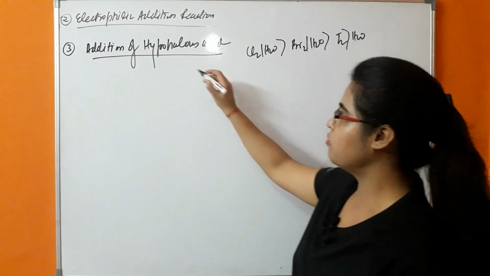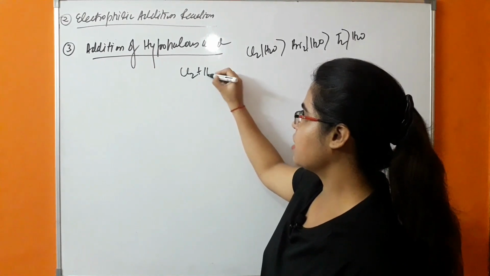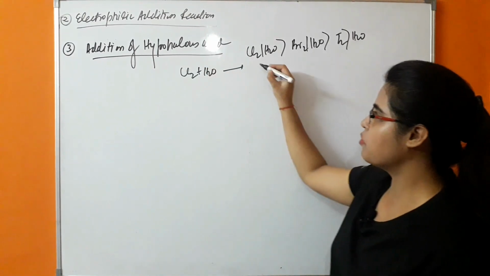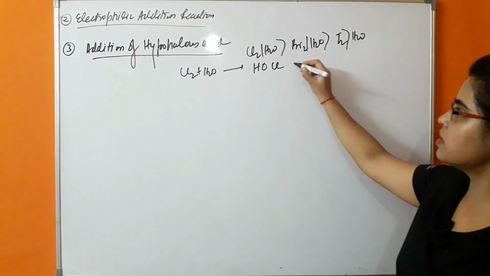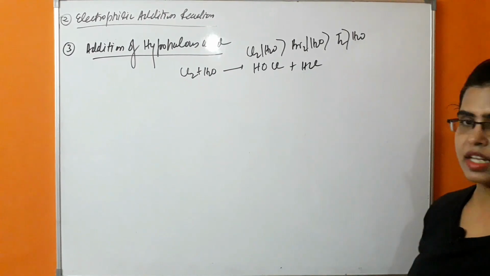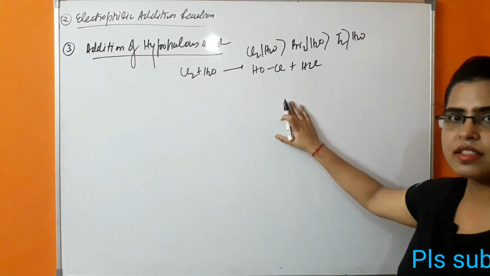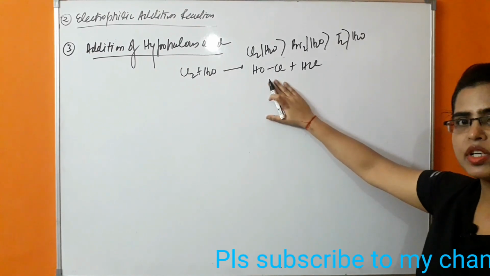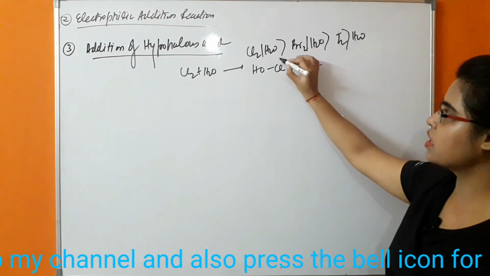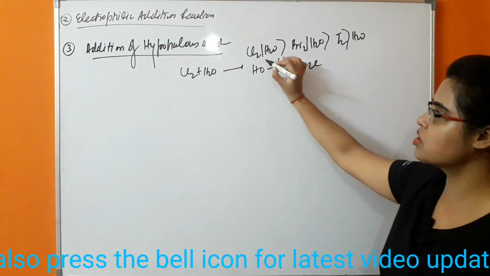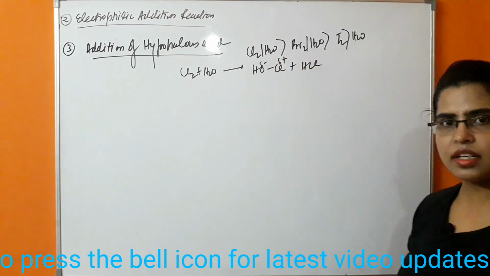So what is happening when chlorine is reacting with water? There will be formation of hypochlorous acid. This is hypochlorous acid, and formation of HCl will take place. In this case there is an electronegativity difference between the HO and Cl bond. Because of that, chlorine has a partial positive charge, and OH has a partial negative charge.